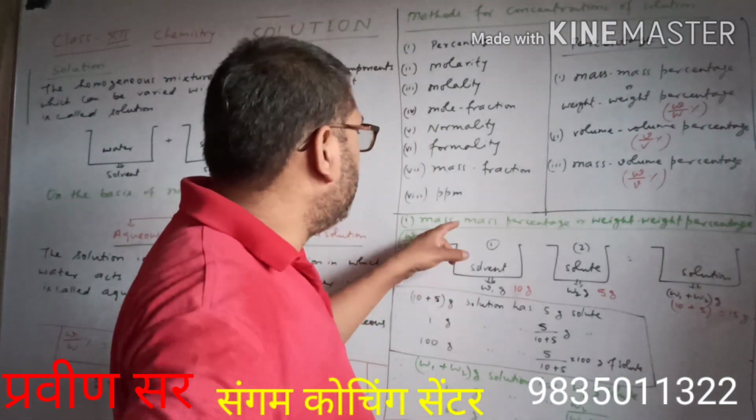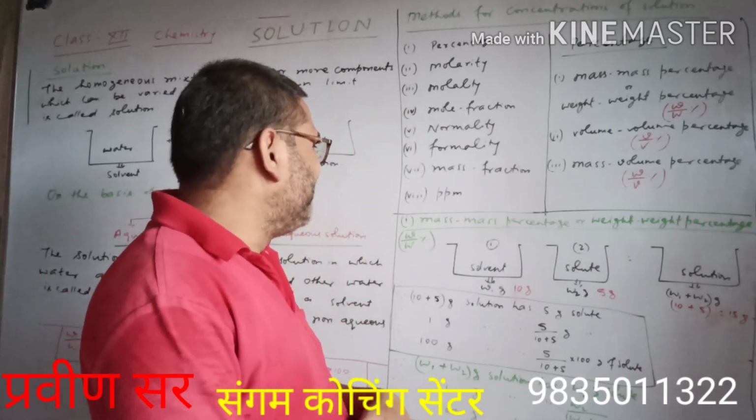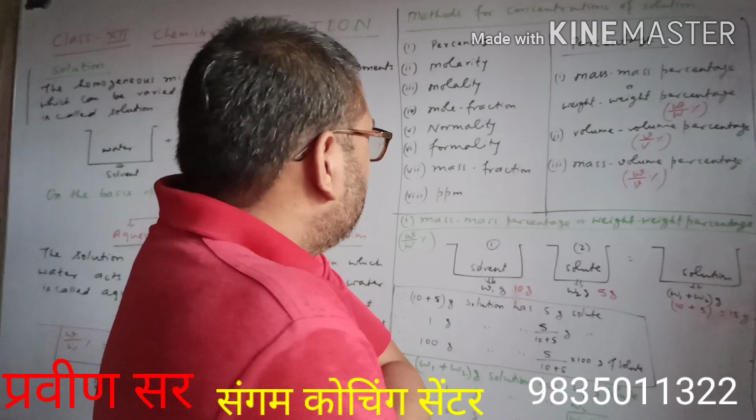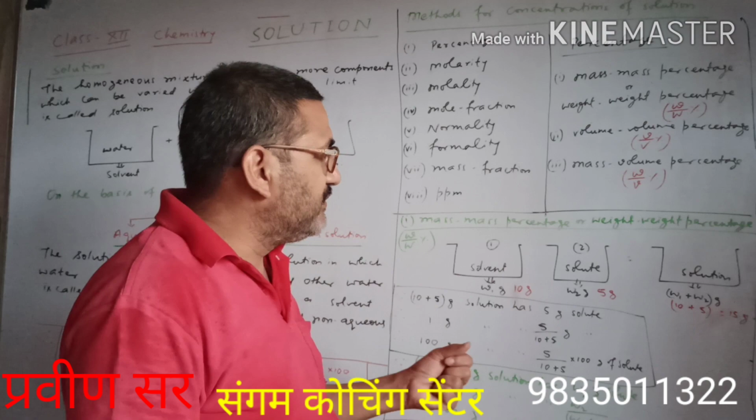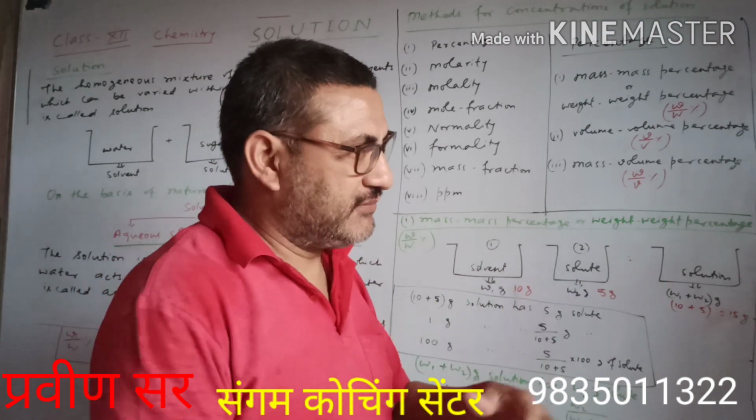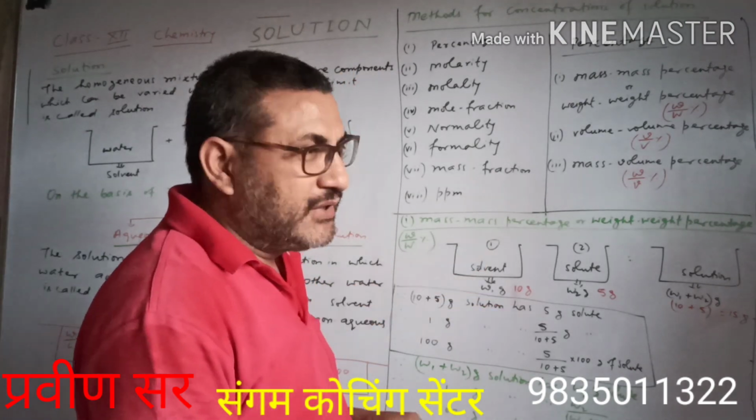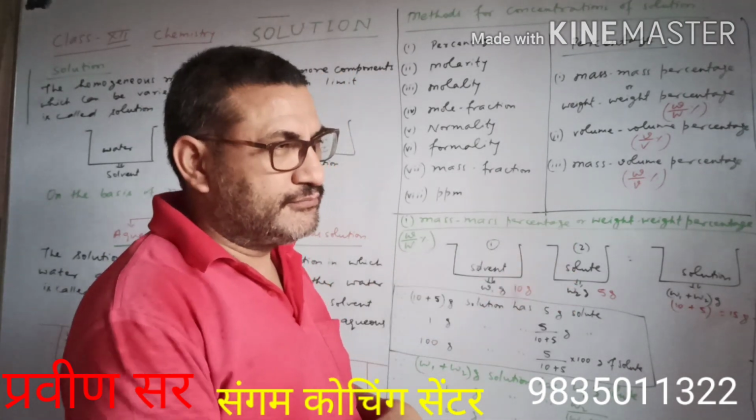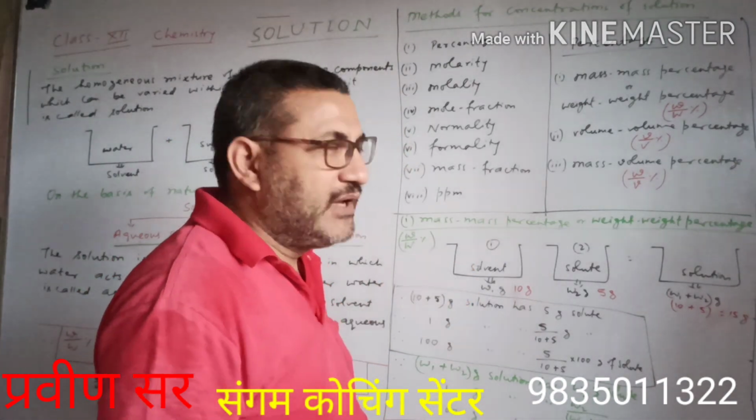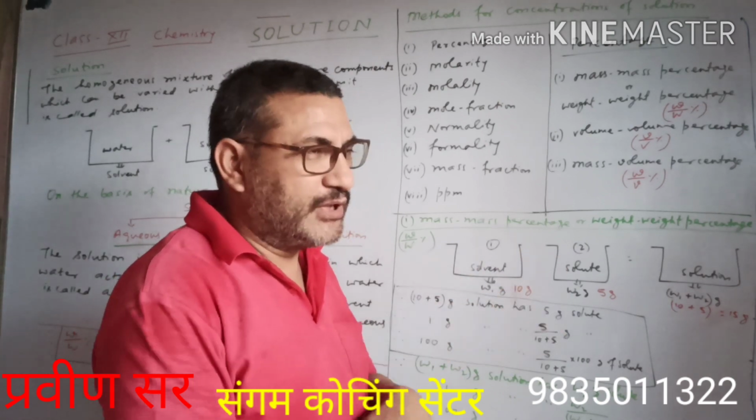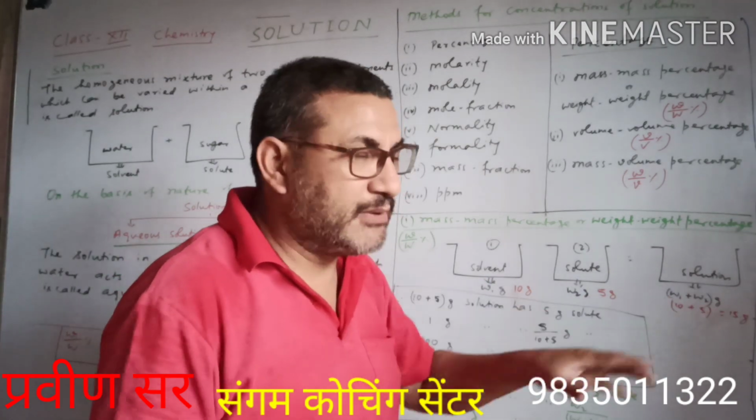Now we have to see mass percentage or weight percentage, W by W percent. Here is the solvent, the solute, and the solution. Solvent is denoted by 1 and solute is denoted by 2. Here we suppose the mass of solvent is W1 gram and the mass of solute is W2 gram. Then the solution is W1 plus W2 gram.